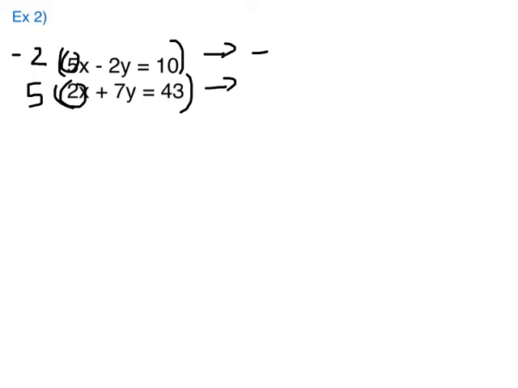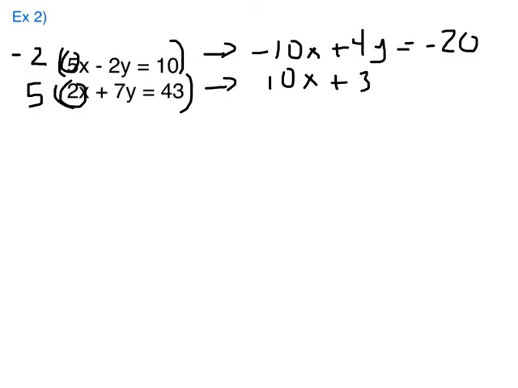And this one gives me, just going to be very careful in distributing, negative 10x, and then it gives me a positive 4y, and it gives me a negative 20. This line, when I multiply by 5, gives me a positive 10x, and you'll notice the x's are going to fall out in one moment. That's why we're doing it.